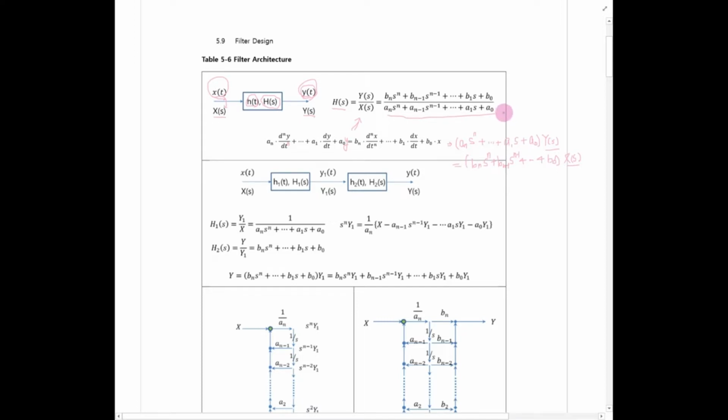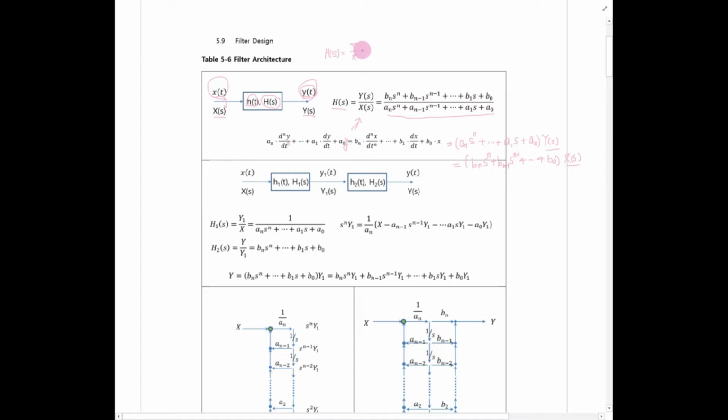So we would like to implement this one. To implement this one, we need to design some architecture. How are we going to implement that one? So we can decompose this one into a little bit different forms. I mean that H(s) is actually y over x. So this one is basically y over x.